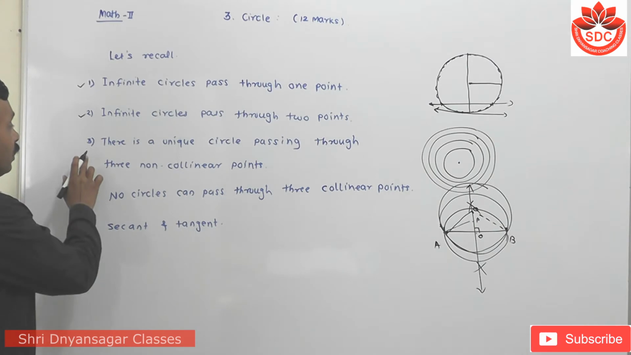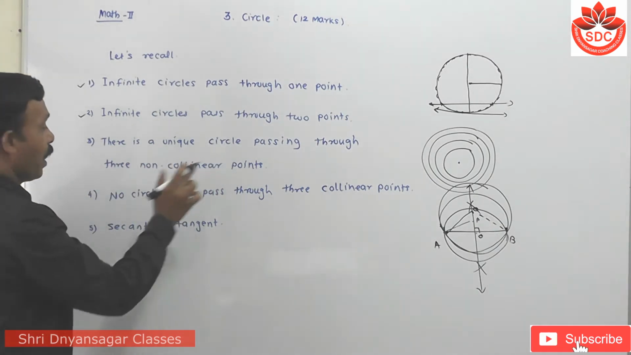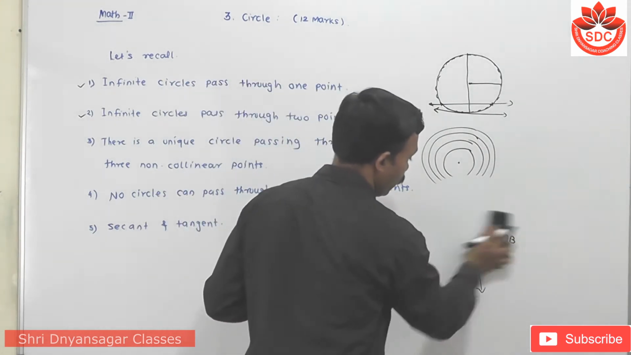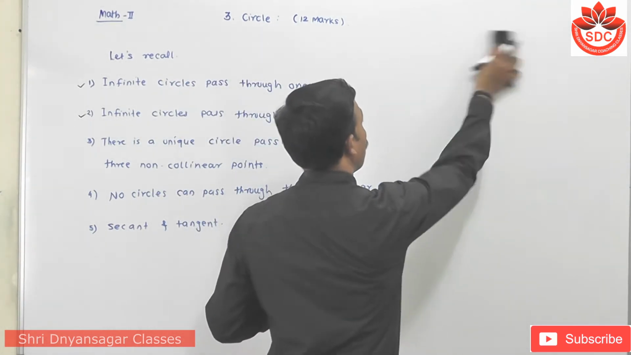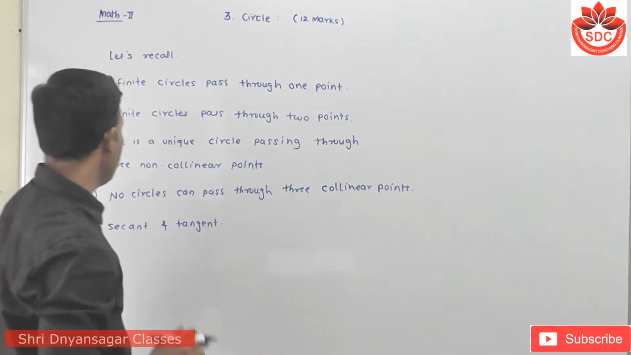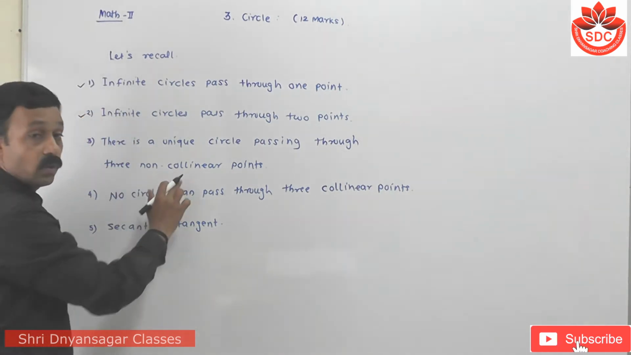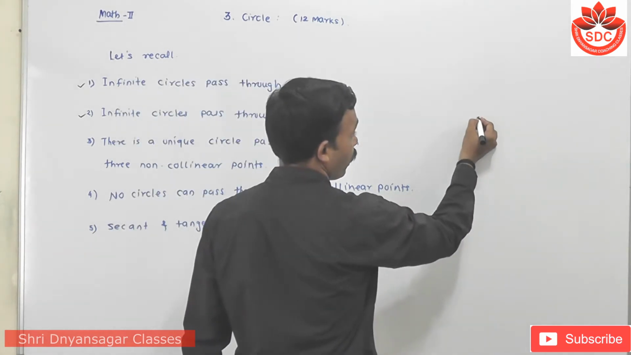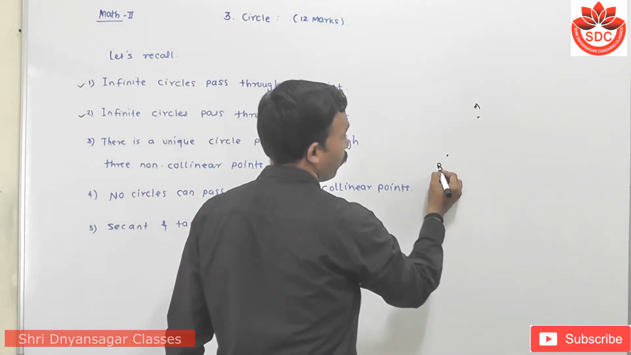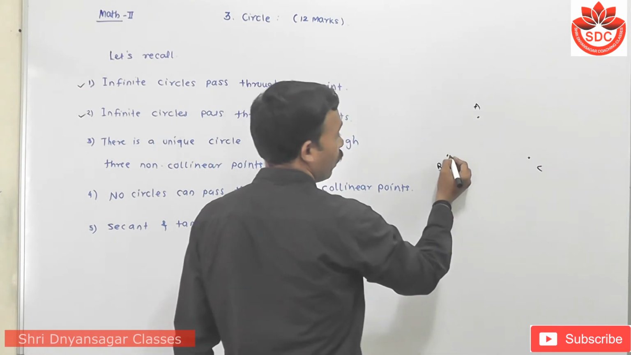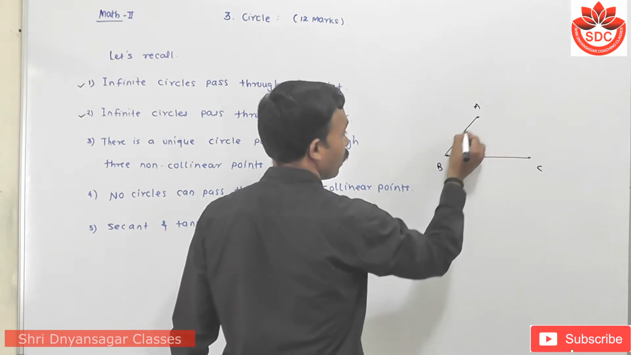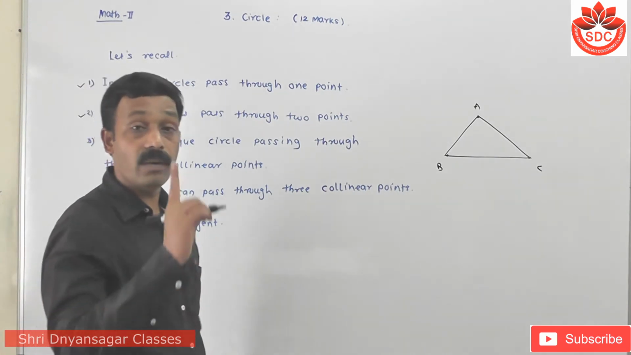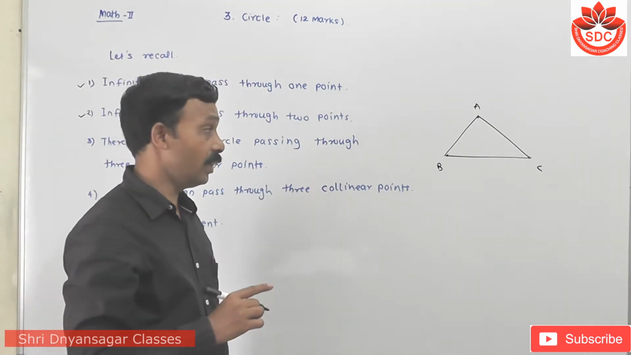Then the third one is that there is a unique circle passing through 3 non-collinear points. For this I draw this portion here. Now students, suppose we take any 3 non-collinear points. Non-collinear means the points do not lie on the same line. Suppose I take point A here, point B and point C. When we join these segments, a triangle is formed. We can draw one and only one circle passing through these 3 points.